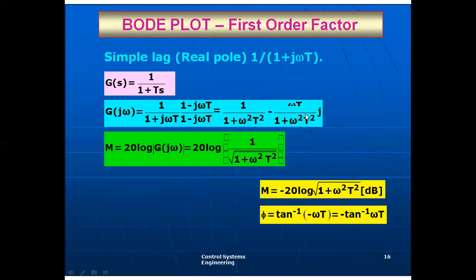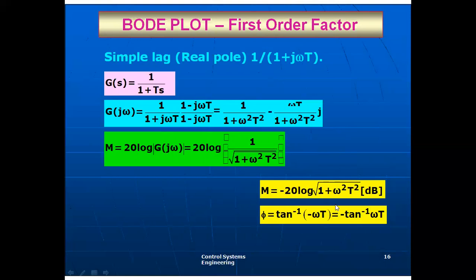And third, suppose there is a first order factor, a first order system, G of s equal to 1 by 1 plus T s. You can find the magnitude as 20 log of 1 divided by square root of 1 plus omega square T square. So 20 log of 1 becomes 0 here, then minus 20 log of square root of 1 plus omega square T square. This term will be the magnitude for the given first order system. The phase angle is minus tan inverse of omega T.